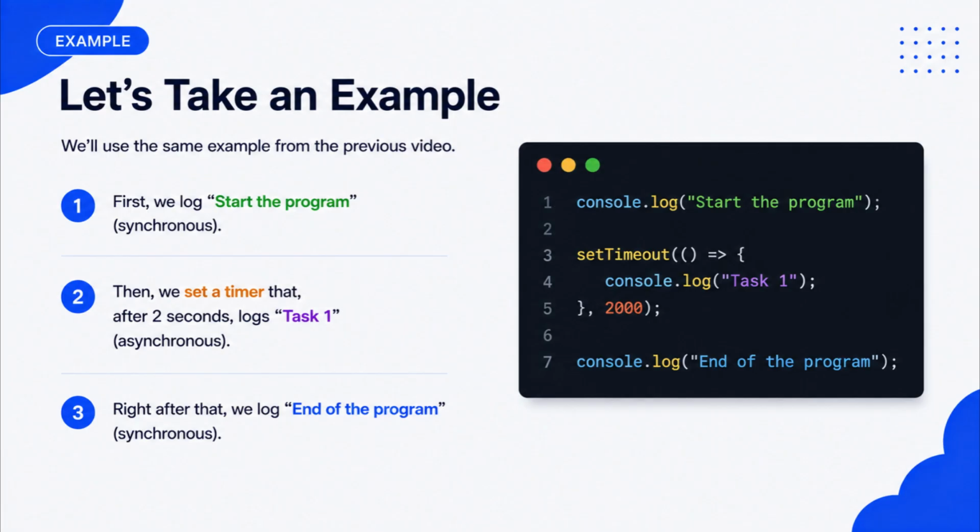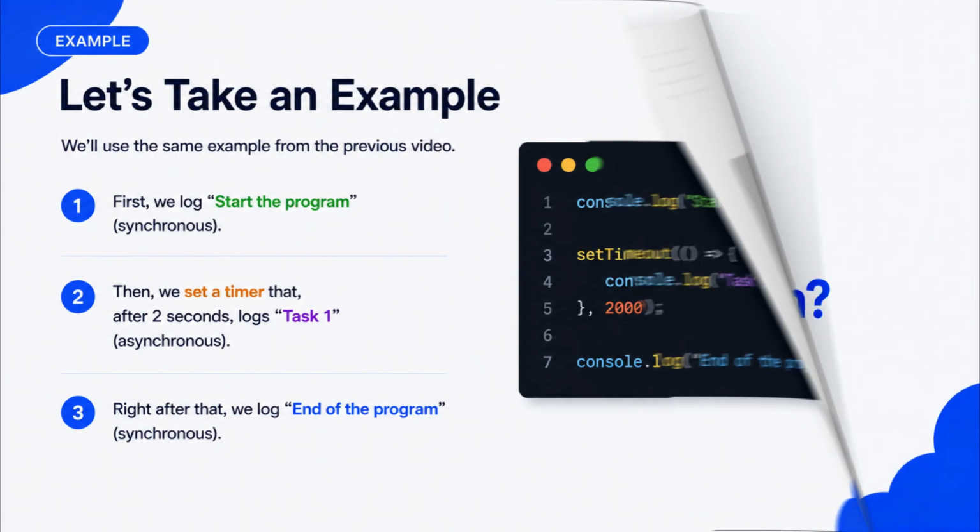Let's take the same example we used in the previous video. When JavaScript starts executing, the first statement, logging, is a synchronous operation. It enters the call stack, executes, prints start the program, and leaves the call stack. Next, JavaScript reaches the timer operation. Now, something different happens. This is an asynchronous operation. JavaScript doesn't keep the call stack occupied for those 2 seconds. Instead, the timer is handled by the runtime. So JavaScript moves on to logging, which enters the call stack, executes, and prints end of the program. At this point, the call stack becomes empty.